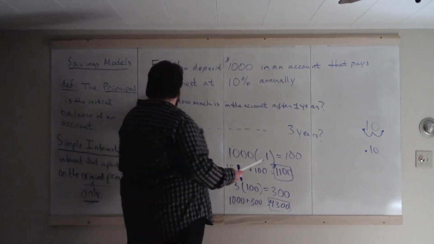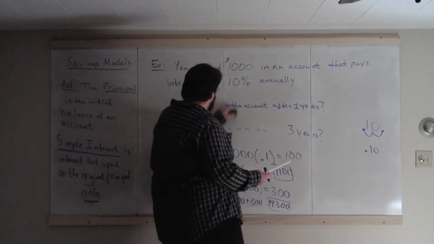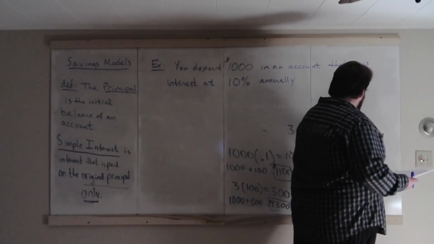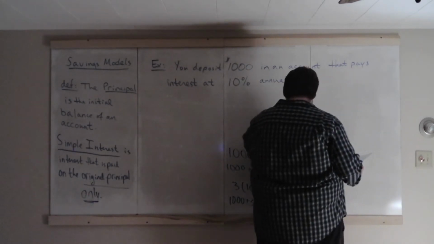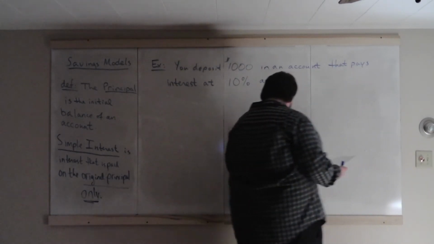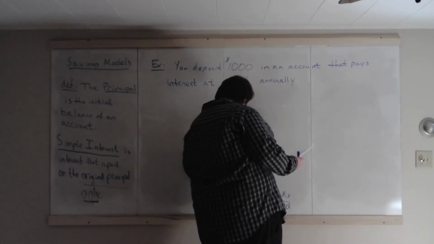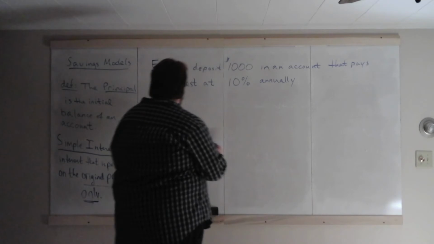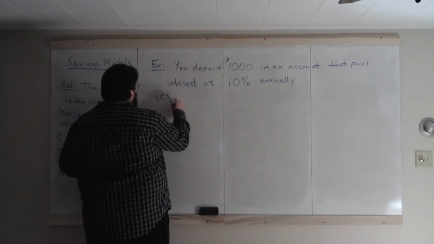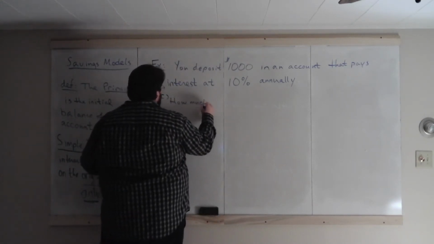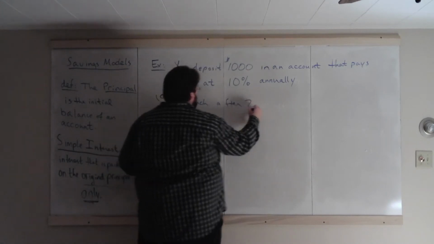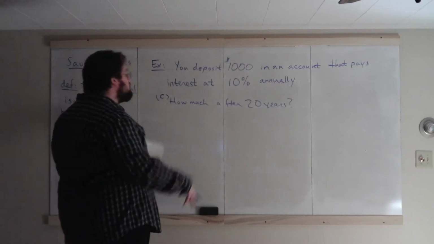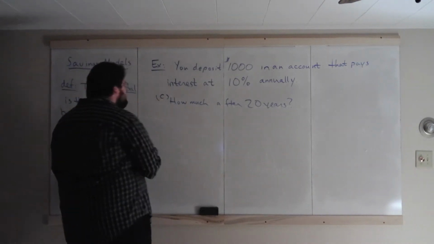So let's throw a Part C on this. How much is in the account after 20 years? Well, that's similar to the last one we did, Part B. But let's try to do it in one step. So Part C. How much after 20 years? Well, you could do 1,000 plus 100 plus 100 and so on. Let's set it up in one step.